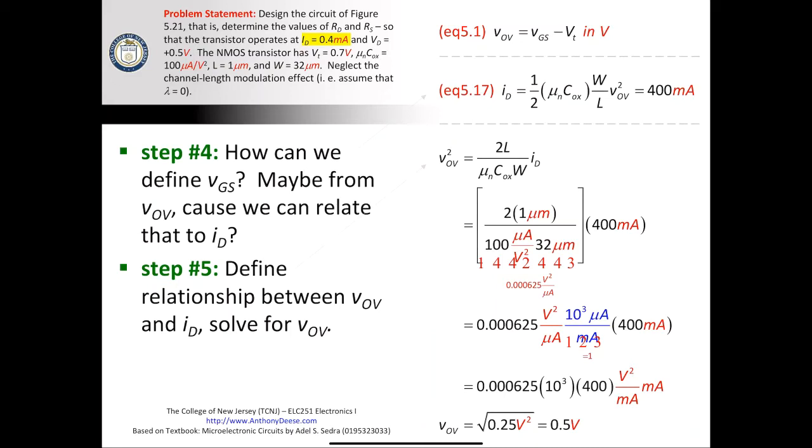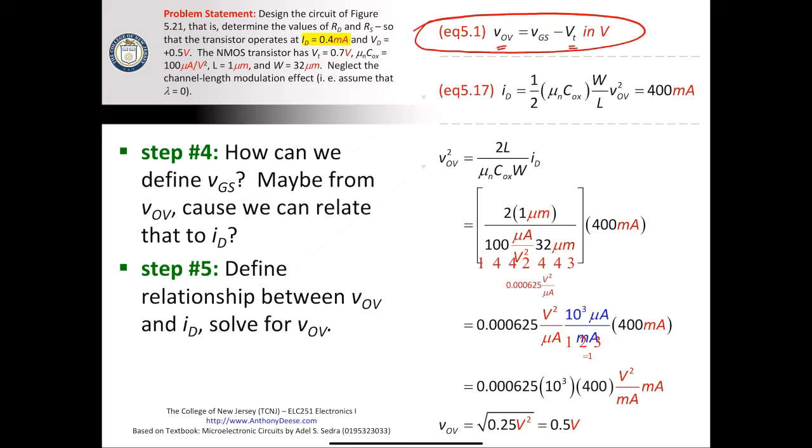Maybe from VOV. Again, another equation that we have access to is the overdrive voltage is equal to the gate source voltage minus the threshold. These values are given to us, right? They tell us somewhere. Actually, no. They don't give us VOV. They give us VT. So this is where the problem starts to get hairy.